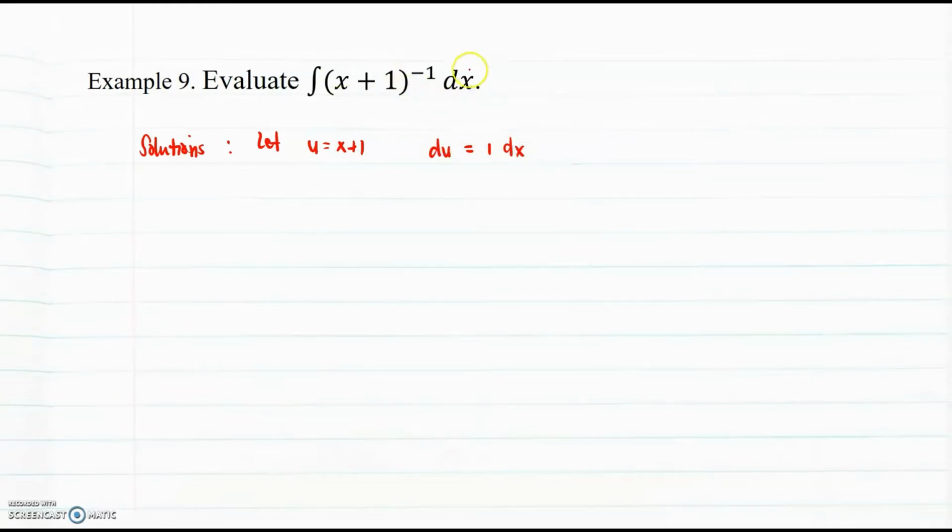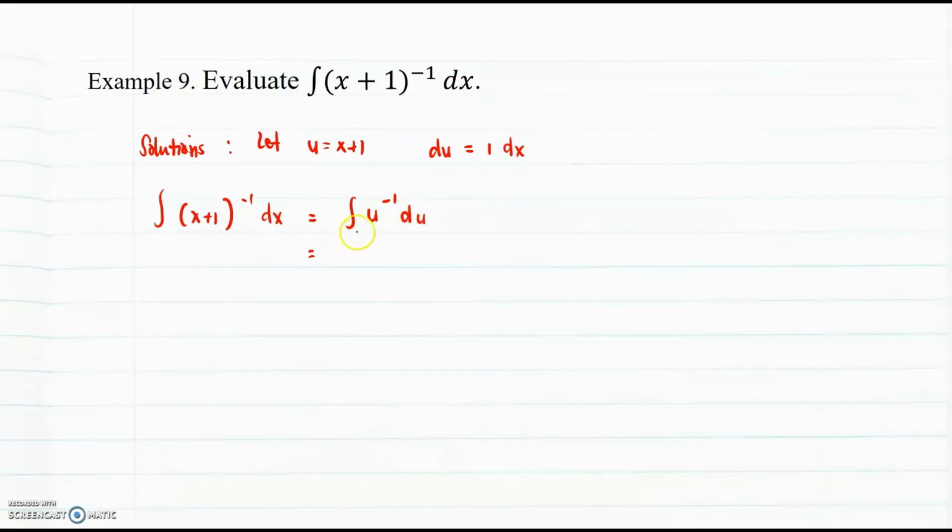And since here we can see that our integrand is written in the form g of x times g prime of x, we can directly evaluate the integral. So you have the integral of x plus 1 raised to negative 1 with respect to x is just equal to the integral of u raised to negative 1 with respect to u.